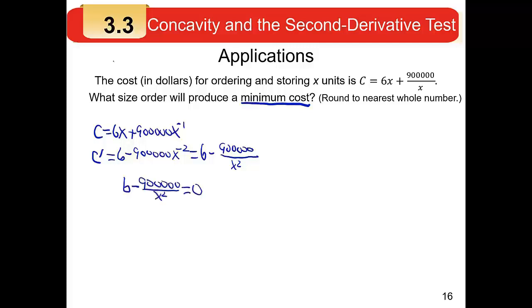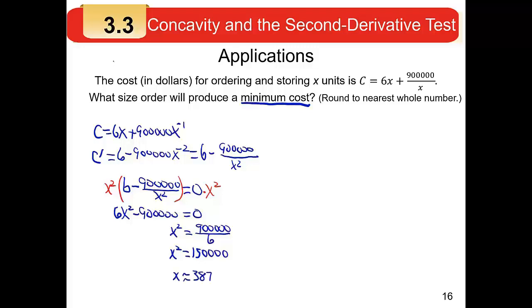Like I said, why did I find the derivative? Because I wanted to find the critical numbers, which means I've got to set the derivative equal to 0. If you solve that, you can multiply through by x squared and clear all your fractions, and then add 900,000 to both sides and divide by 6, and that comes out to be x squared equals 150,000. If you take the square root of 150,000 and round it to the nearest whole number, you'll see that that's 387.